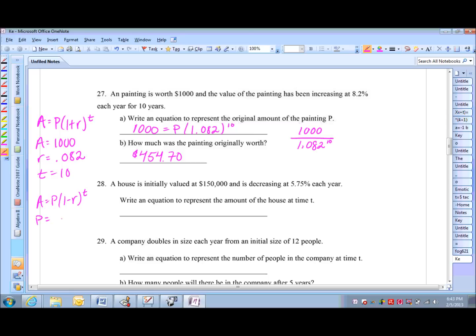The initial amount, P, of the house is $150,000. The rate at which the value is decreasing is 5.75%, or in decimal form, 0.0575. And we can now fill in that the amount of the house equals the initial amount of $155,000 times 1 minus 0.0575, which is 0.9425 raised to the T.